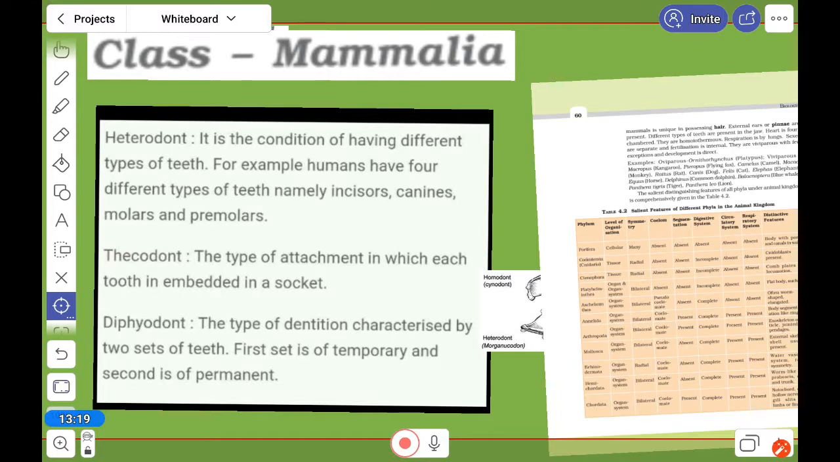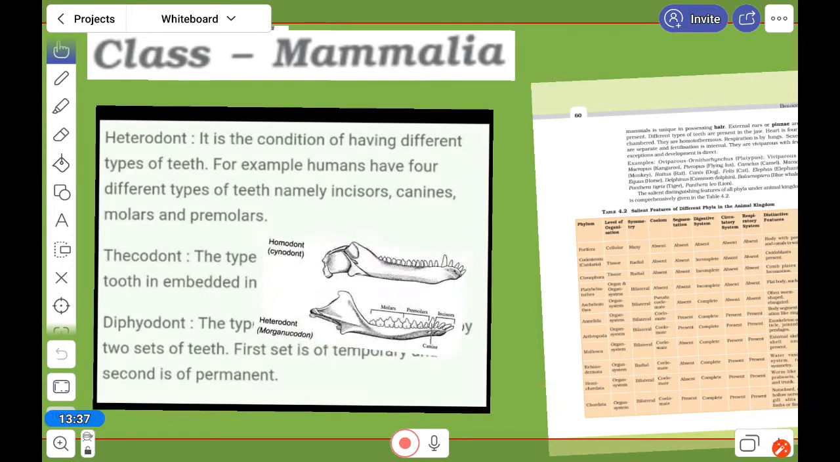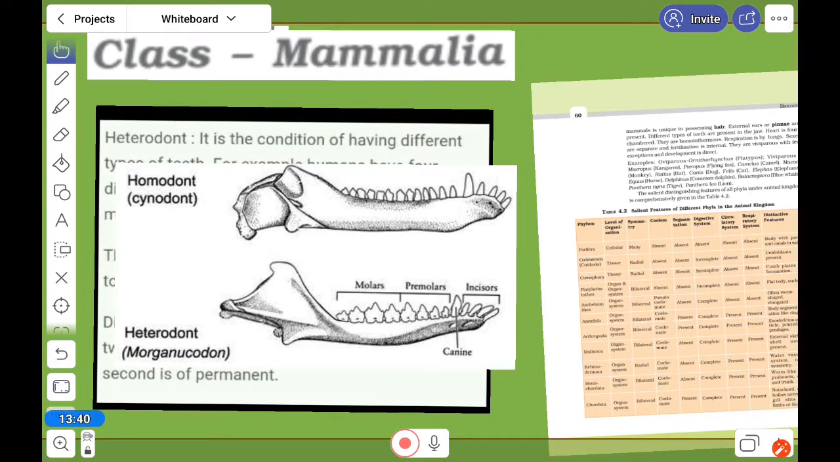In crocodiles, I mean reptilia and some others, they don't have heterodont, different types of teeth. They have the same type. It's called homodont. Look here, you can understand homodont and heterodont. Homodont is the same type, and heterodont is different types: incisor, canine, molar, premolar. And not only that, the second point is whether the teeth are fused with bone. So come to the next point.